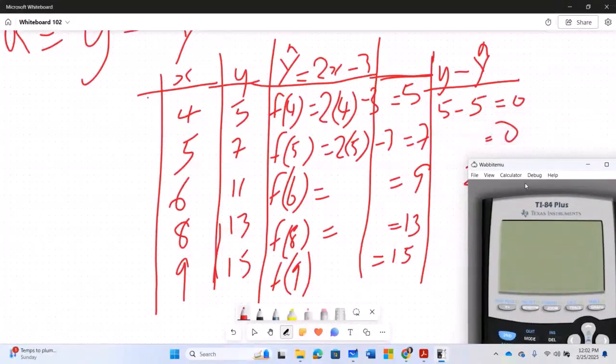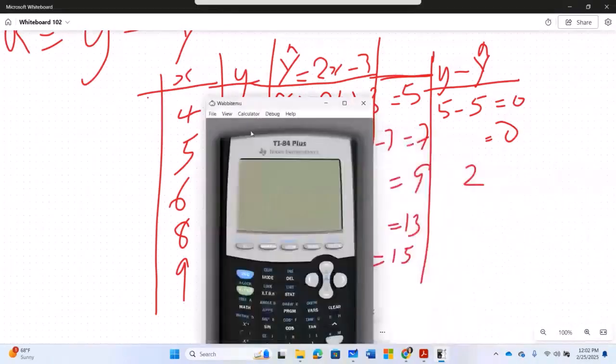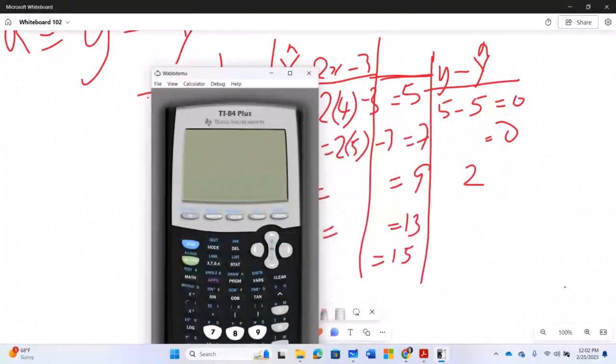Okay, so let's find all the subtractions. Okay, so 5 minus 5, 7 minus 7 is 0, 11 minus 9, this is 2. This is 0, this is 0. Therefore, the sum of squared residuals, all these things are 0.